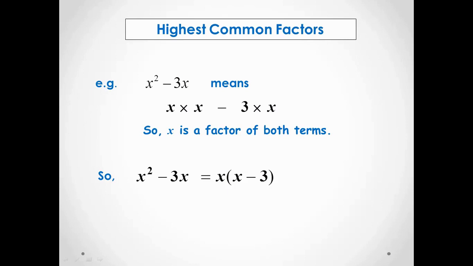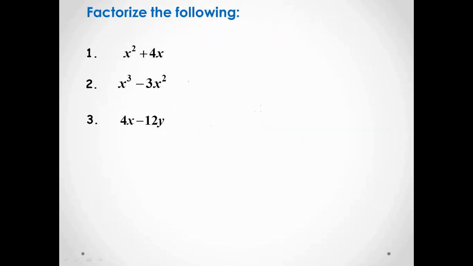And remember we said that factorizing is the opposite of expanding. So we can always check to see if our answer is correct by simply applying the distributive law and seeing if we get back our original expression. And of course x times x will give us x squared, and x times minus 3 will give us minus 3x. Alright, so feel free to pause the video and try these.